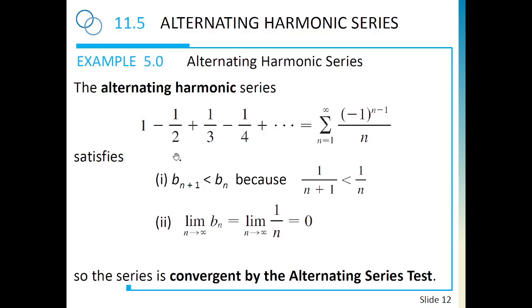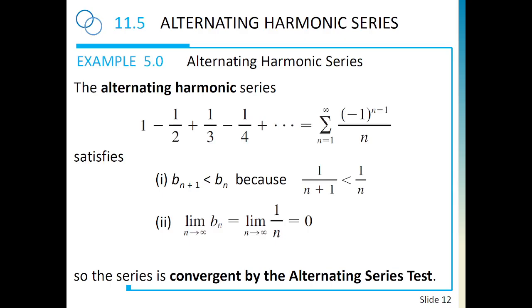So let's check the two conditions. The easy one is to check the limit of 1 over n. Obviously that's 0, so one condition is satisfied. The second condition is to see if the next term is smaller than the current term. That's straightforward: 1 over n plus 1 is obviously smaller than 1 over n. In many cases, verification of these two conditions will be straightforward, but we still need to write it down. Since both conditions are satisfied, this original alternating series is convergent by the alternating series test.